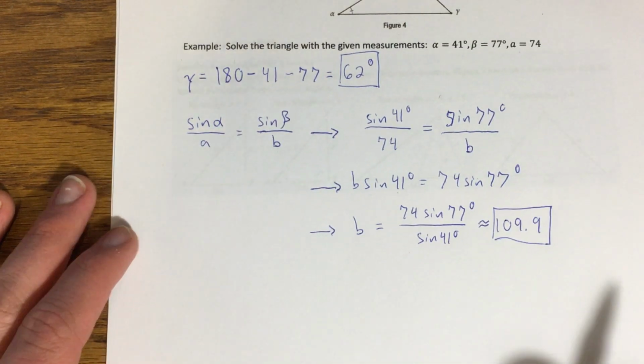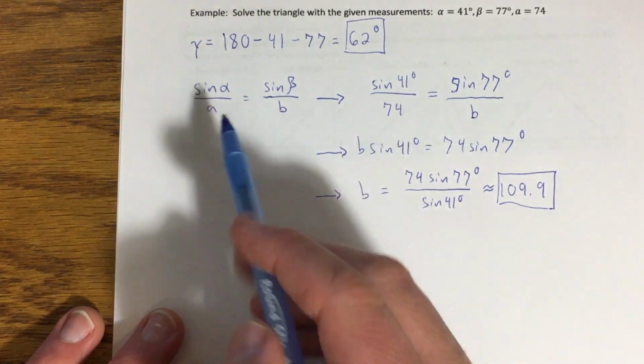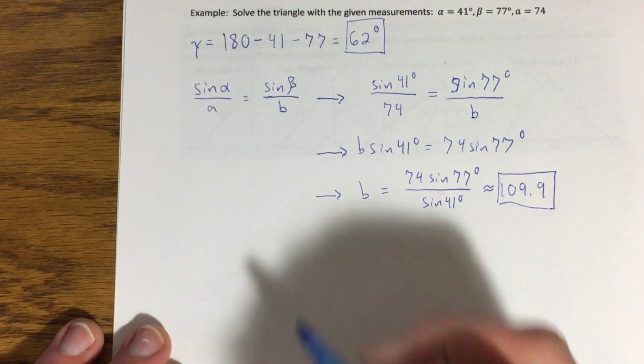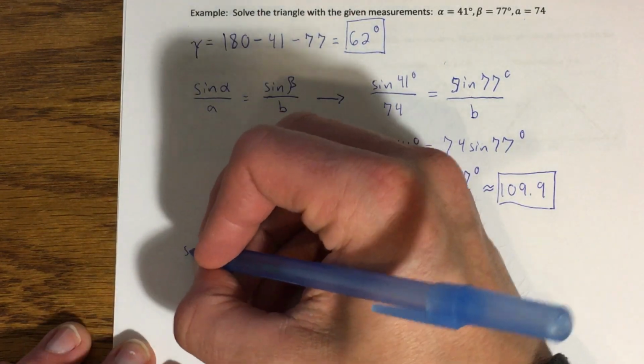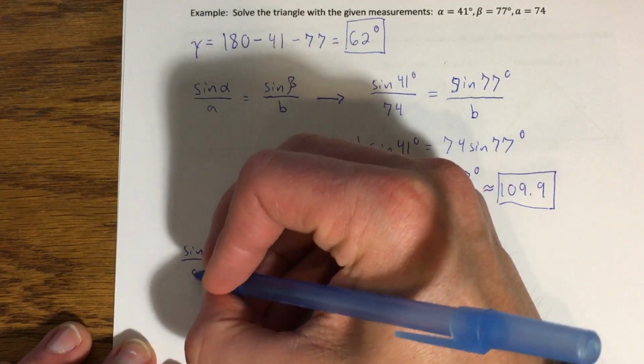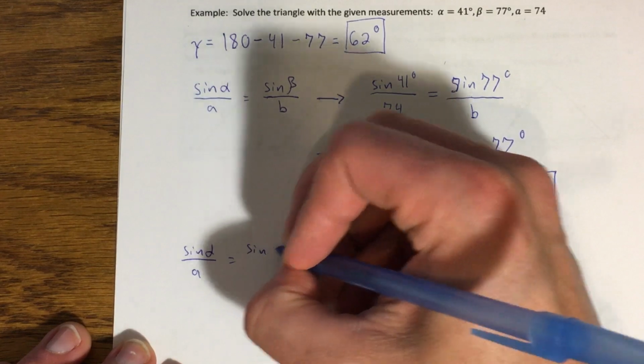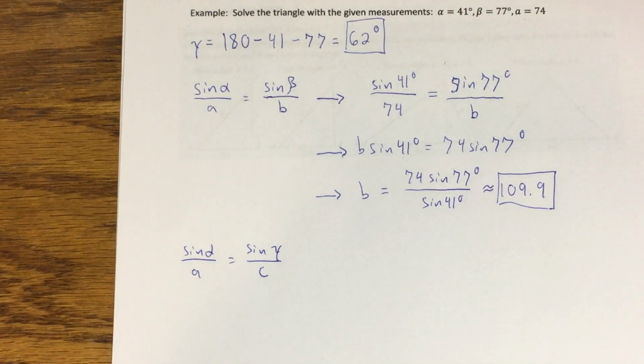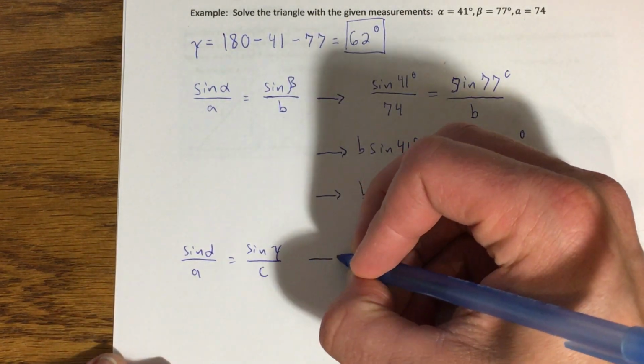Okay, how then do we get C? Well, C is the same idea, except instead of setting sine of alpha over A equal to sine of beta over B, I would set sine of alpha over A equal to sine of gamma over C, because that's the part of the law of sines that includes the side C.